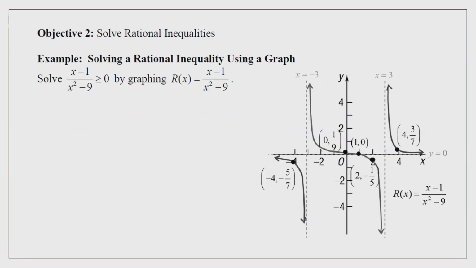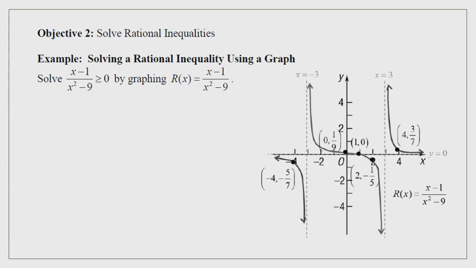All right, objective 2, solve rational inequalities. So we just looked at polynomial inequalities, and now we're going to look at a rational function inequality. It's very similar steps. Just take into consideration the fact that you have a polynomial in the numerator and a polynomial in the denominator. So let's first look at our graph and identify the areas in which we're trying to solve our inequality in order to find our solution.